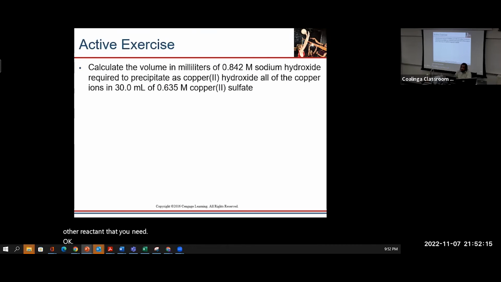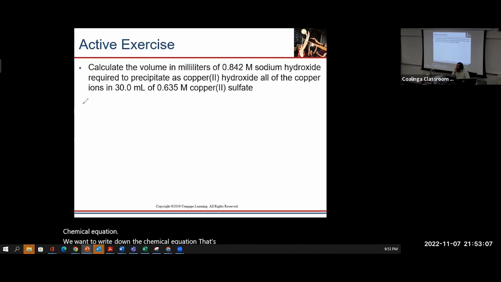So here is my last example for today. Calculate the volume in milliliters of 0.84 molar sodium hydroxide required to precipitate as copper 2 hydroxide all of the copper ions in 30 mils of 0.635 molar copper. So the very first thing that we want to do is to do what? We want to write down the chemical equation.